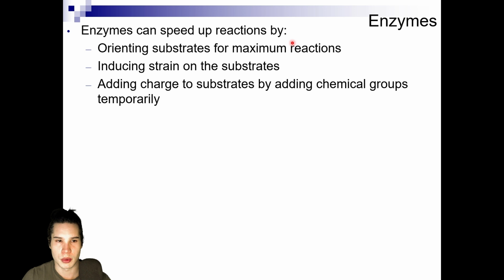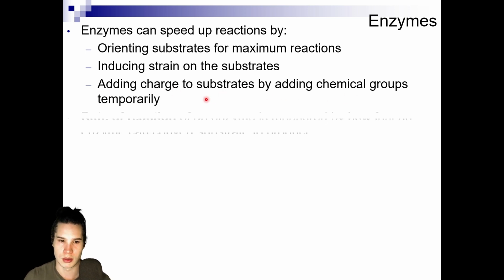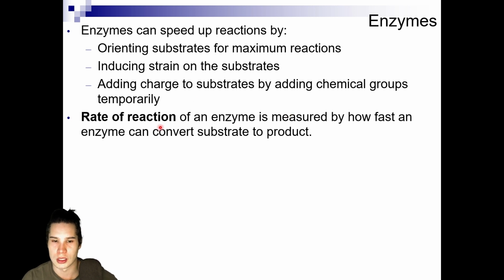So enzymes are going to speed up reactions by orienting substances for maximum reactions, inducing strain on the substrates like I mentioned earlier to maybe break bonds, or even strain in a way that causes them to form new covalent bonds that they otherwise wouldn't in low energetic conditions. Also adding charge to substrates by adding chemical groups temporarily. So the rate of reaction is going to be dependent on the concentration of things. Also, the rate of reaction is going to be dependent on the conditions that the enzyme is sitting in.